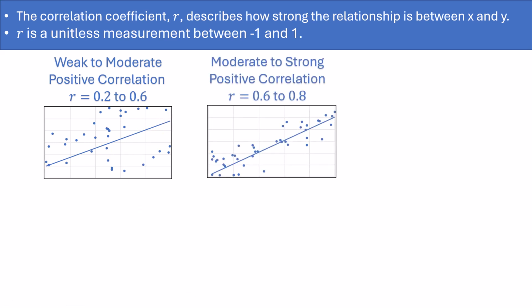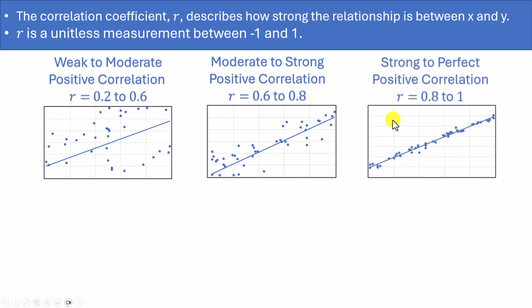And if we increase the value of r to maybe 0.6 to 0.8, that would represent a moderate to strong positive correlation. And so we still have the same type of pattern where the straight line fits the dots, but it's just a little bit of a stronger fit. So now the straight line is closer to most of the dots, or you could say the dots don't stray from the straight line as much as they did in the weak to moderate case.